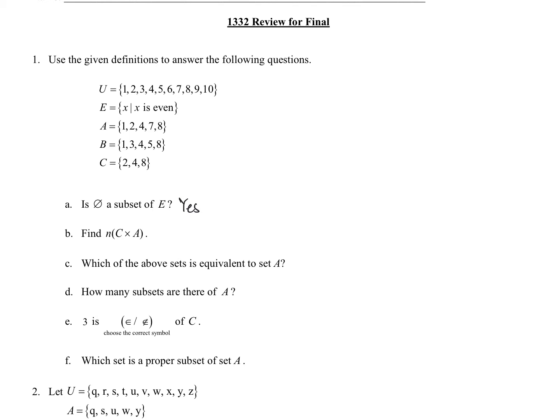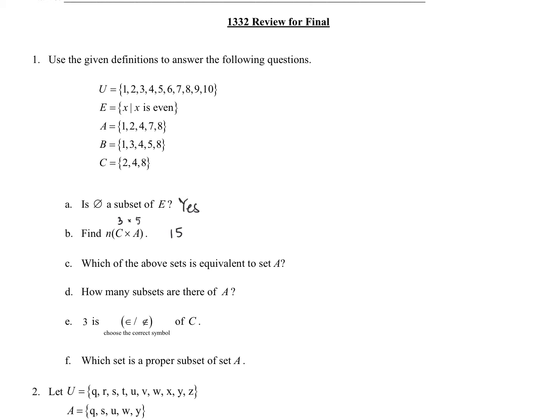Part B: find the cardinality of C times A, or C by A. The little n means cardinality. So they just want to know how many elements are in the set C by A. For C, there are 3 elements. For A, there are 5 elements. So there will be 15 elements in that set.